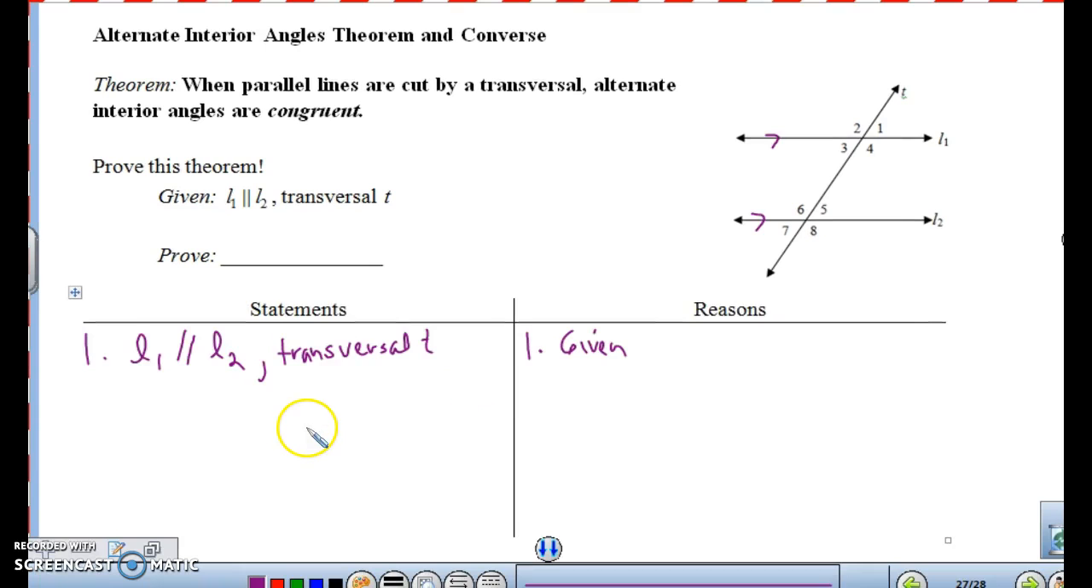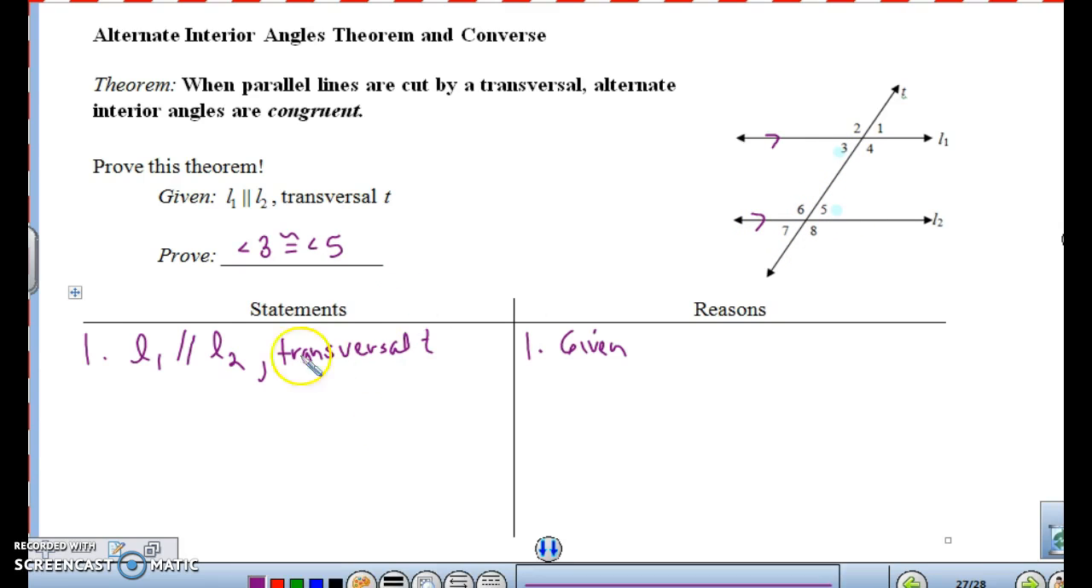Now let's see if we can prove that alternate interior angles are congruent. They are. When parallel lines are cut by a transversal, alternate interior angles are congruent. We're going to prove it. So we are given that L1 and L2 are parallel and transversal T given here. Now we want to prove a pair of alternate interior angles are congruent. What are a pair of alternate interior angles? There's 2 pairs. What's one? Let's say angle 3 and angle 5. Let's prove that angle 3 is congruent to angle 5. So we are trying to prove this angle is congruent to that angle.